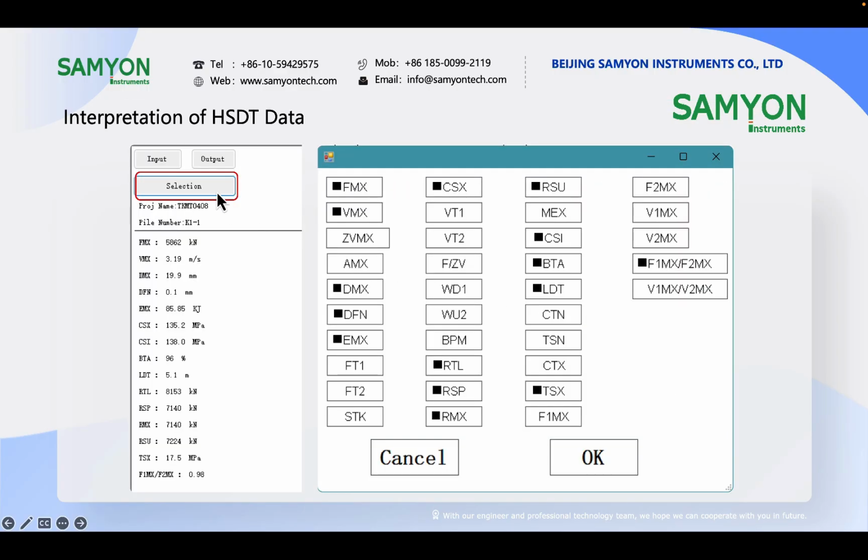And if we click on selection or choose to display, we can see all the parameters that case method software has calculated. We may choose which to show on the left side of the screen. On the screen, we can show at most 15 parameters at one time. So you need to check those you want to show.